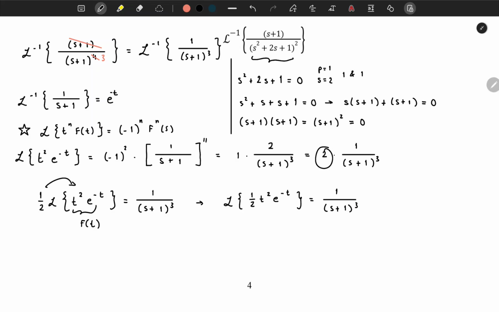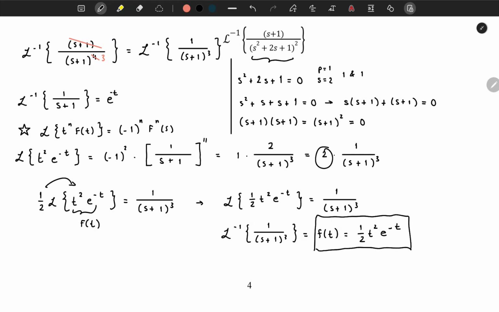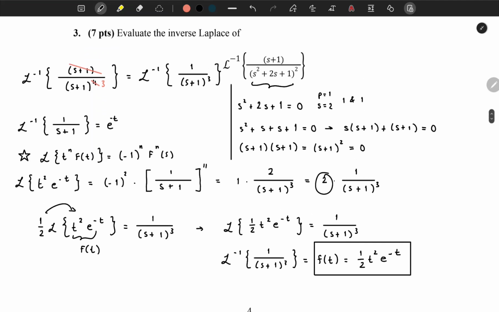And so what is our f of t? Remember, we're trying to find the Laplace inverse. So we can rewrite this expression: the Laplace inverse of 1 over s plus 1 cubed is equal to our f of t, and that is equal to 1 over 2 t squared e to the power of negative t. And that is one method of solving this Laplace inverse question.